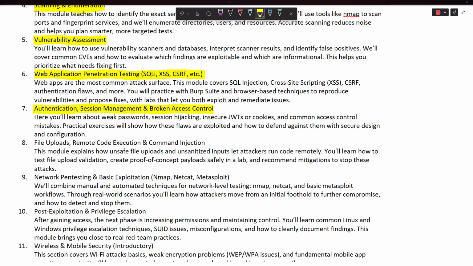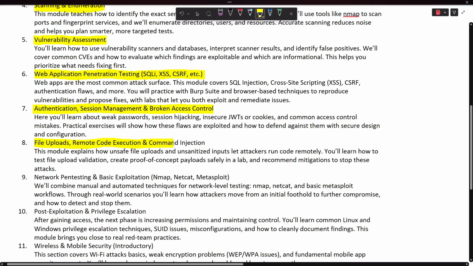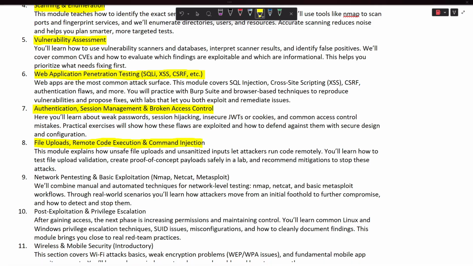Okay, so then we have file upload, remote code execution, and command injection. These are three different topics, but at the end of the day, the goal is the same. We will be learning these in module number 8, in which we will learn how to upload a file, how to take a reverse connection, and how to perform RCE, remote code execution. Now remember, remote code execution can be achieved through vulnerabilities. It is not a vulnerability by itself. Okay, so we will be learning about command injection, like OS command injection.